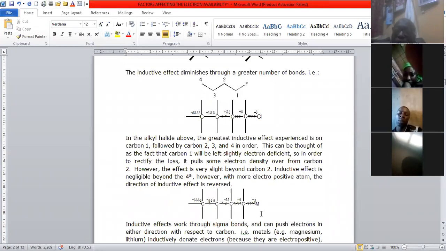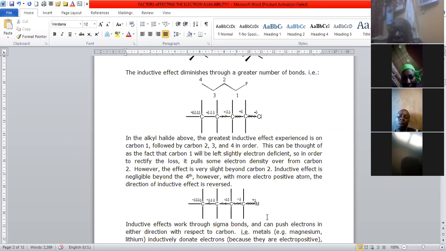In this situation, the electron flow is toward the carbon atom. In that situation, we say we have positive inductive effect. Positive what? Inductive effect.